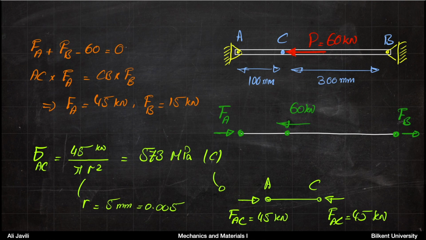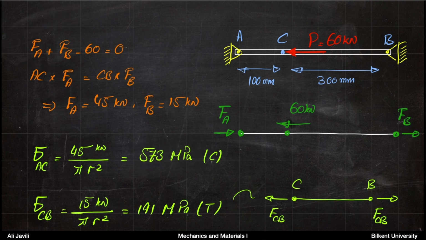So if you calculate the stress in section AC, that would be the force divided by area. Area is pi r squared and r is 5 millimeter. The force is 45 kilonewton. So you get the stress of 573 megapascal, and that's the compressive stress, as you can tell from the sign of FA. So this section AC would be under compression with the stress of 573 megapascal.